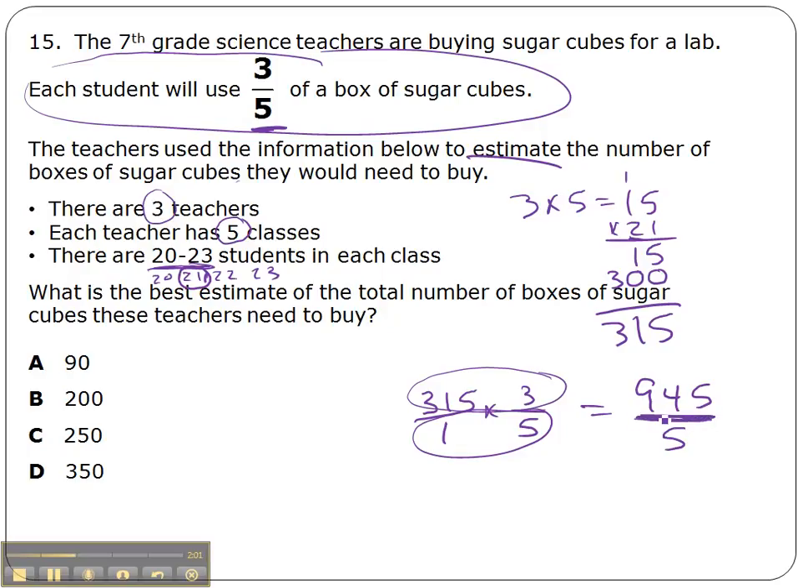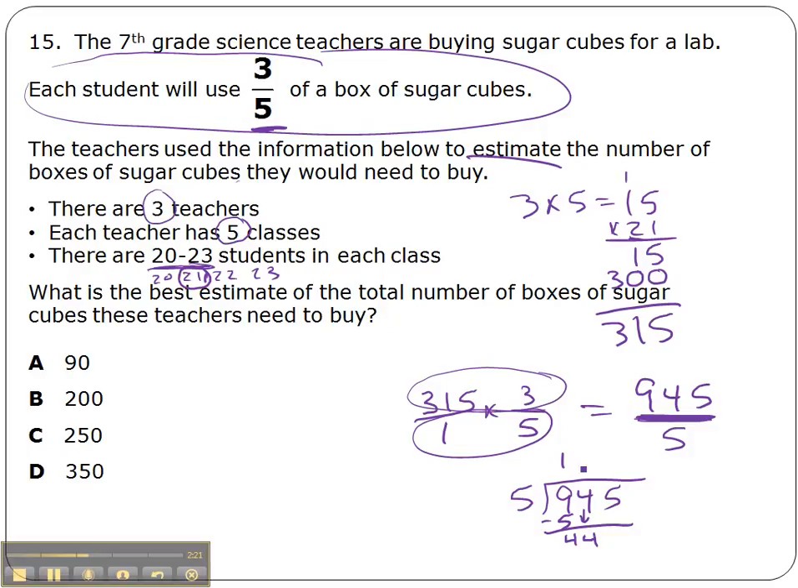So to simplify this improper fraction, it's 945 divided by 5. Let's do that here. 945 divided by 5. 5 goes in there. There's one 5 in 9. So 1 times 5 is 5. Subtract. We get 4. Bring down this 4.